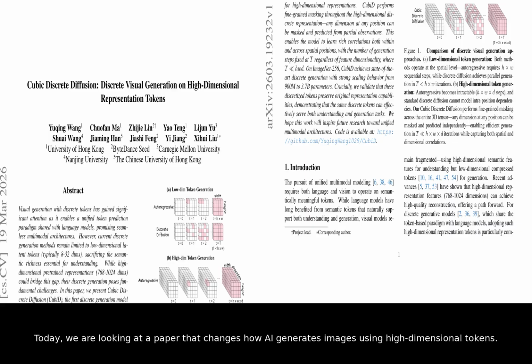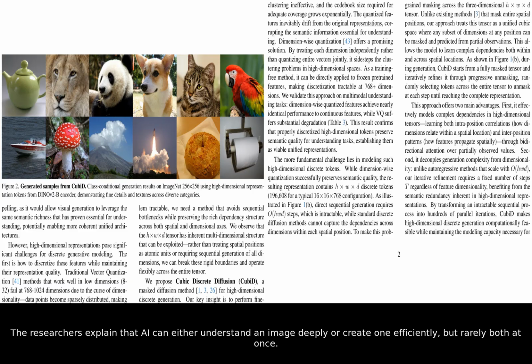Today, we are looking at a paper that changes how AI generates images using high-dimensional tokens. Usually, there is a trade-off in artificial intelligence research. The researchers explain that AI can either understand an image deeply or create one efficiently, but rarely both at once.